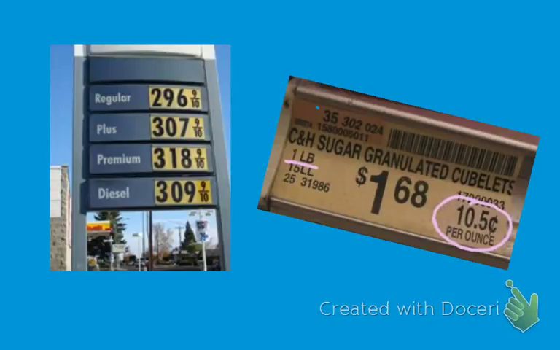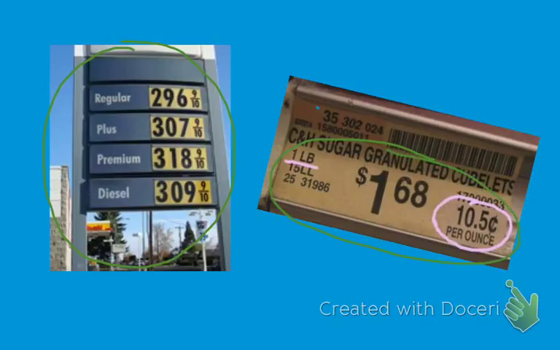So we have all seen these signs as we drive around town or go to the grocery store. We see that the price of a gallon of gas is, in this case, $2.96 per gallon. Diesel fuel, $3.09 per gallon. We also see, going to the store, we can buy 1 pound of sugar for $1.68 for that pound, or we can buy it for 10.5 cents per ounce.